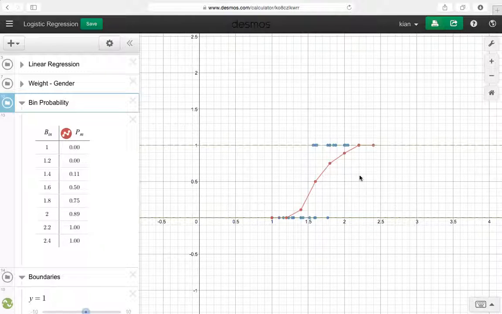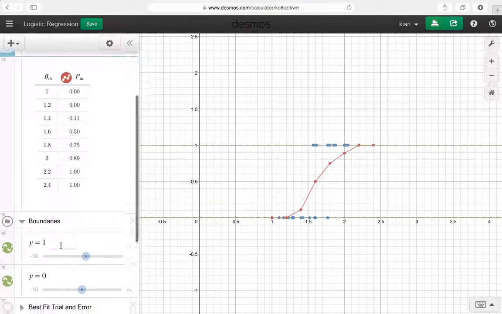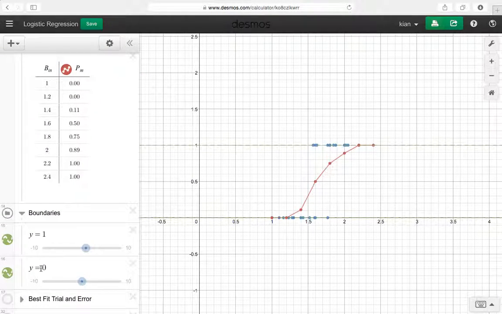First, it has to be bound by the lines y equals 1 and y equals 0, because those are the limits for the probability value. Furthermore, the curve should be S-shaped, approaching 0 for small x's and 1 for very large x's.